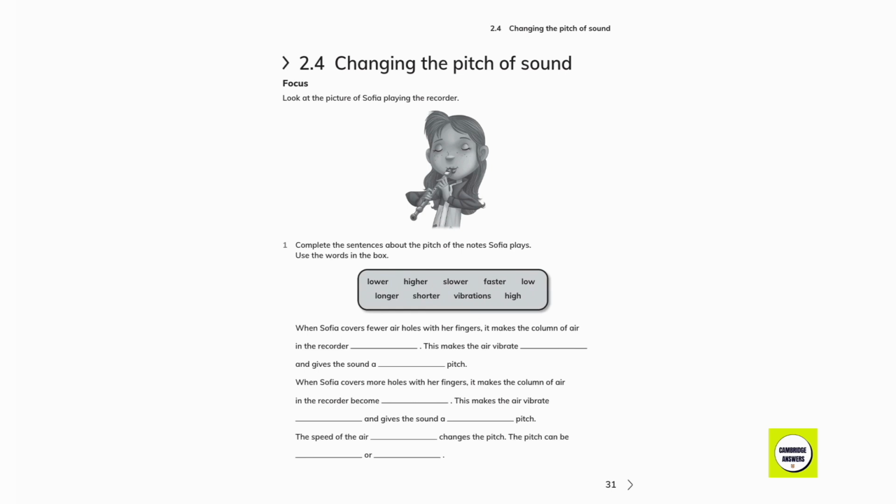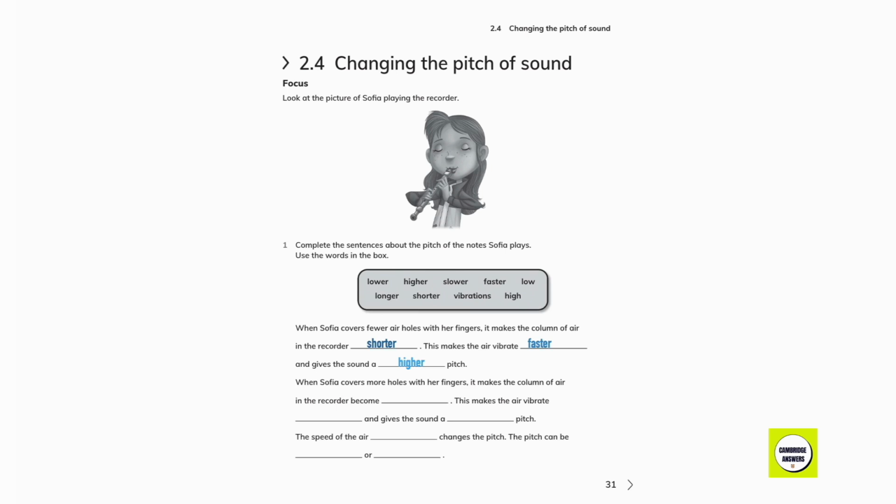Exercise 2.4. Changing the pitch of sound. Look at the picture of Sophia playing the recorder. Complete the sentences about the pitch of the note Sophia plays. Use the words in the box. When Sophia covers fewer air holes with the fingers, it makes the column of air in the recorder shorter. This makes the air vibrate faster and gives the sound a higher pitch.